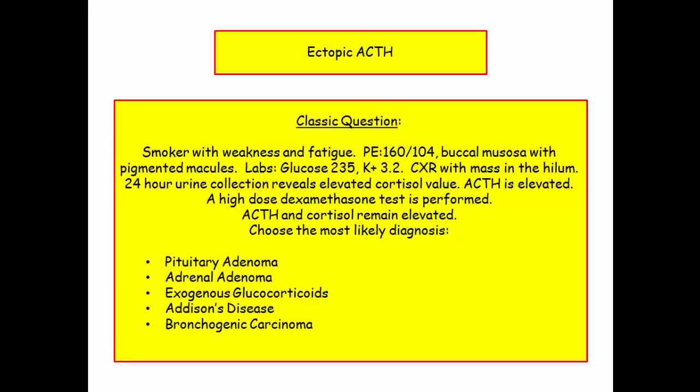And one more before moving on. This is the same patient, but now they've had the high-dose dexamethasone suppression test, and they want you to interpret the result. Well, based on our discussion, you know the answer. But without understanding the dexamethasone suppression test, all these choices would be tempting. A pituitary adenoma will have high cortisol, high ACTH, but they will suppress. An adrenal adenoma and exogenous glucocorticoids would have low ACTH. Addison's would be low cortisol, high ACTH. The answer to this question is bronchogenic carcinoma.